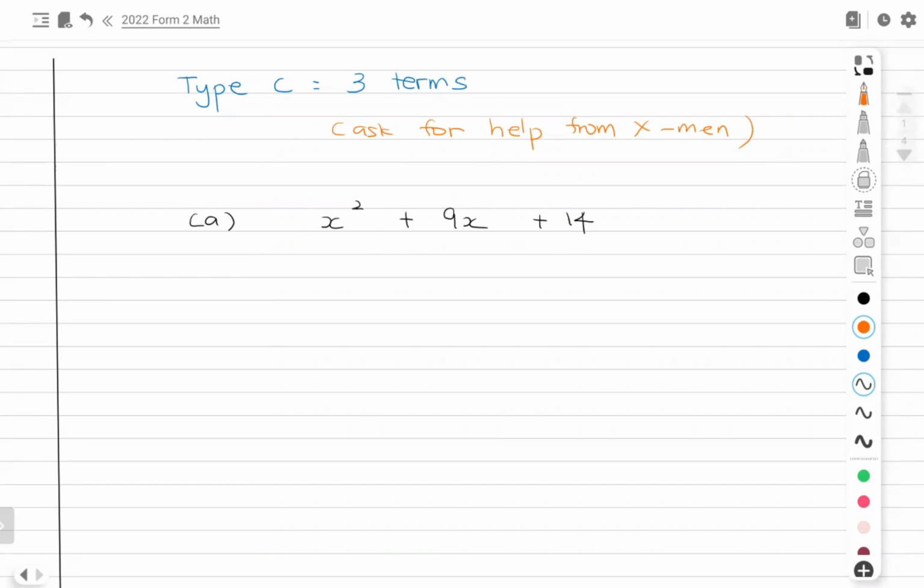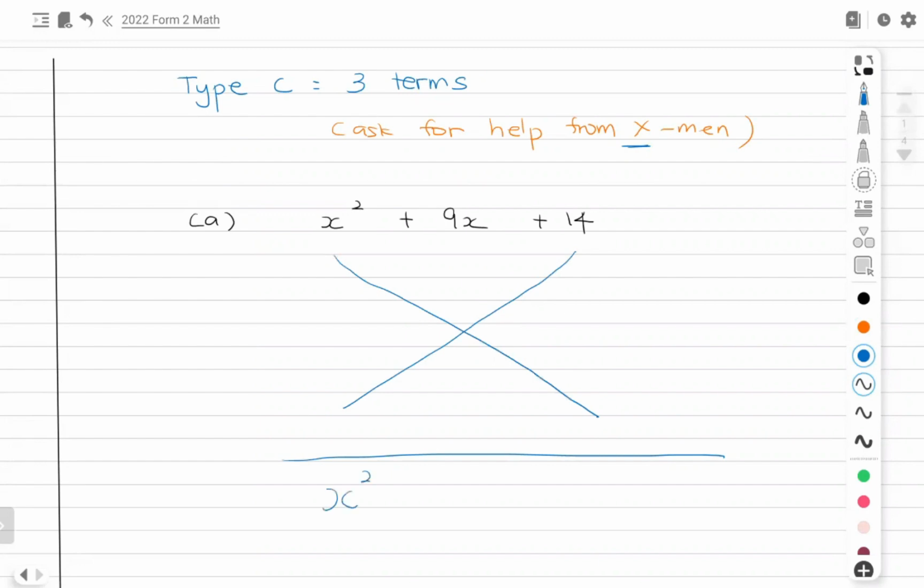So in this case, how do we take it out? If 3 terms, we have to ask for help from X-Men, from the hero, because there is no common factor. So what we do is, we draw X. You follow my steps. You check first, don't copy first. Later only you copy. Okay, we ask X-Men, help please. Then we draw the line and list down the terms: x squared, and then the third term plus 14. And we draw a vertical line, bring the second term to the back.